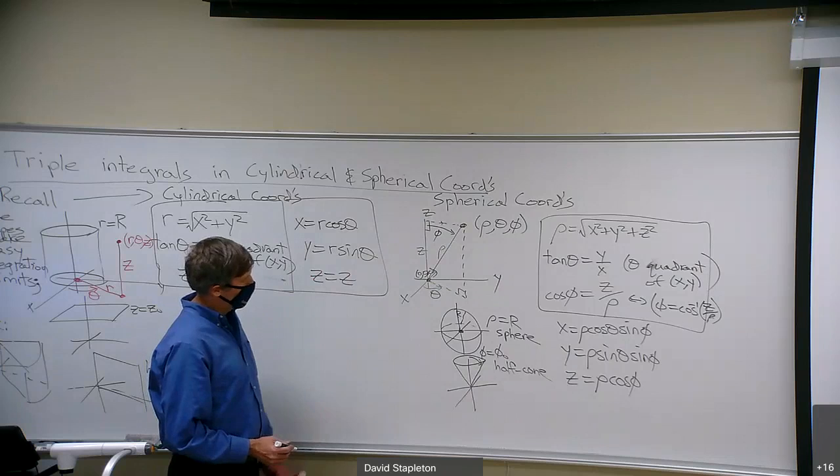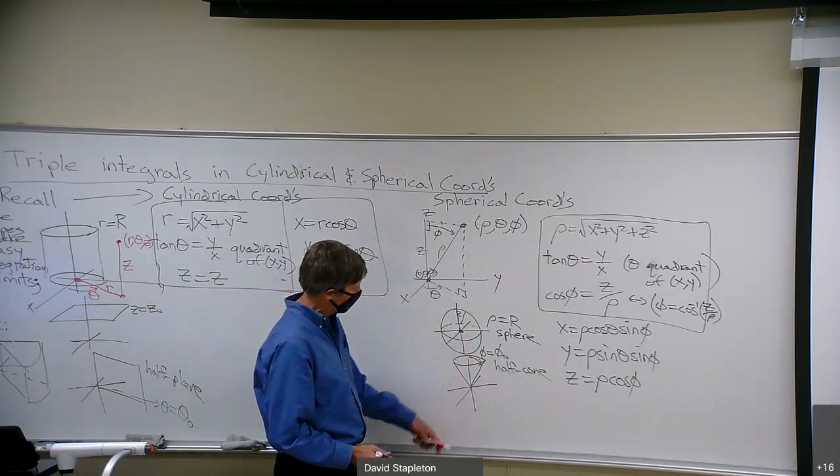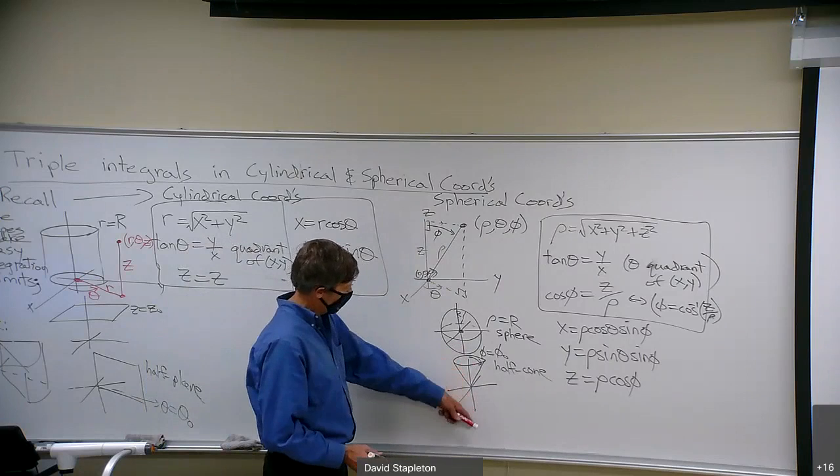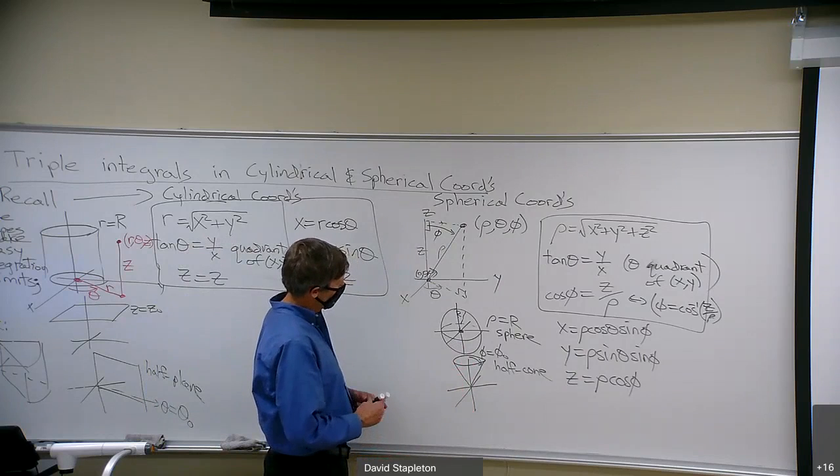Although if you put phi equal pi over 2, you actually get the xy plane. And if you put phi equals 0, you just get the positive z-axis. Phi equals pi gives just the negative z-axis. So you get those special cases. Those aren't as much interest. But phi equals phi 0, other than those three cases, is a half cone.